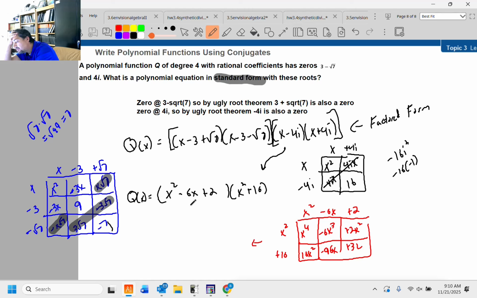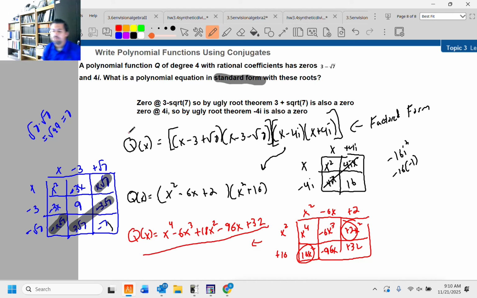And then we just put all our stuff together, right? So the polynomial q of x has an x to the 4th, minus 6x cubed. These guys are alike, plus 18x squared, minus the 96x, and then plus 32, and she's done. And it was not that bad. I didn't think it was.